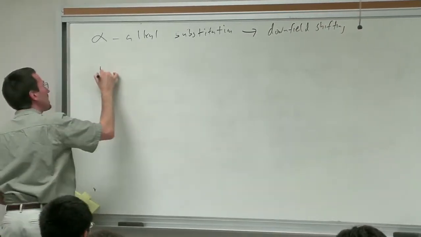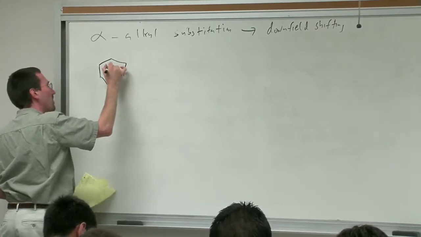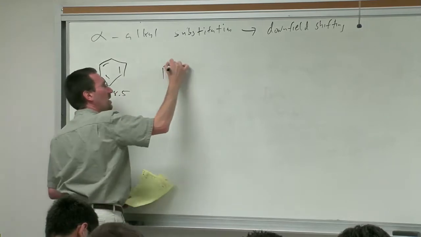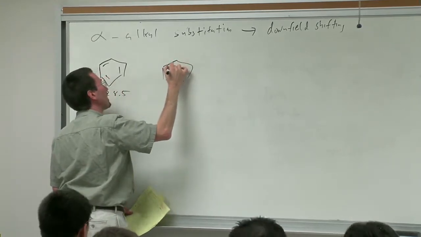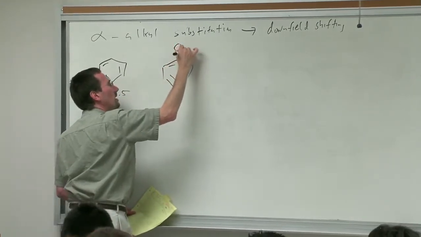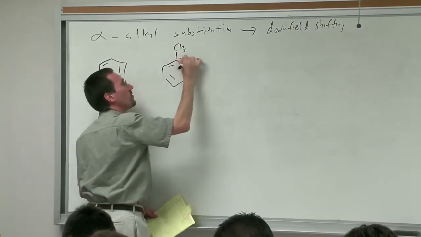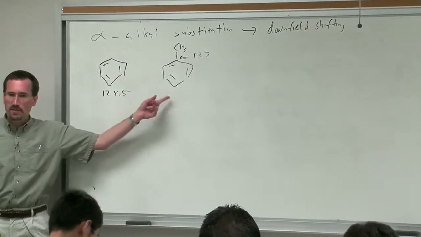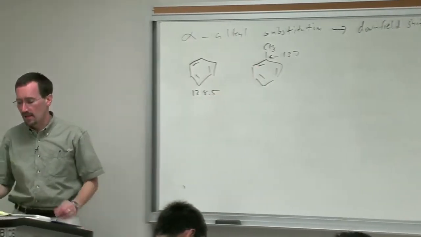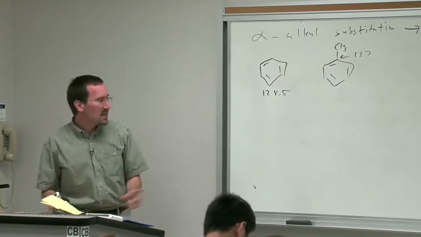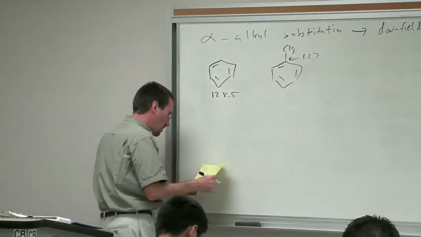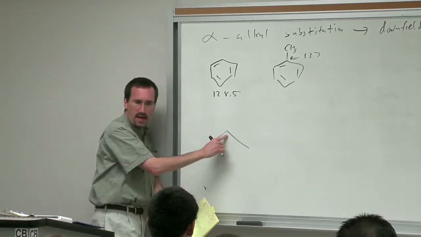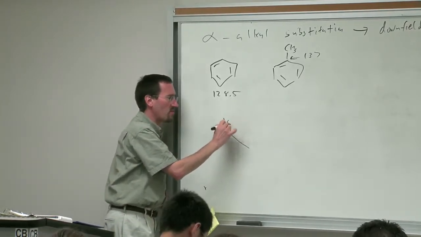So if we again take our benzene example, and remember we said that benzene was at 128.5. If we put a methyl group on it and make it into toluene, now we go to 137. Point is, we shift downfield by about 9 ppm by putting a methyl group onto benzene. Let's take a look at alkyl systems. So we'll look at propane, and we'll look at the central methylene, the central carbon of propane.